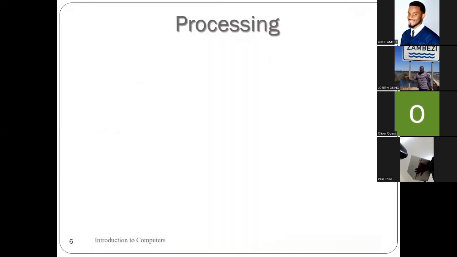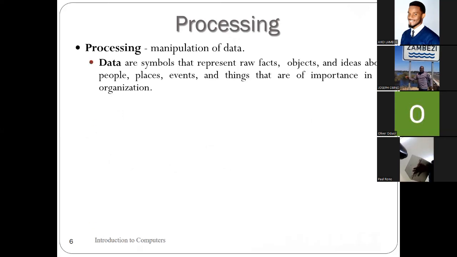So let's look at the processing stage in data processing. As said earlier, it's the manipulation of data. So when data is entered, it's manipulated to make it meaningful to the user. Data is symbols that represent raw facts, objects, and ideas about people, places, events, and things that are of importance in maybe an organization.